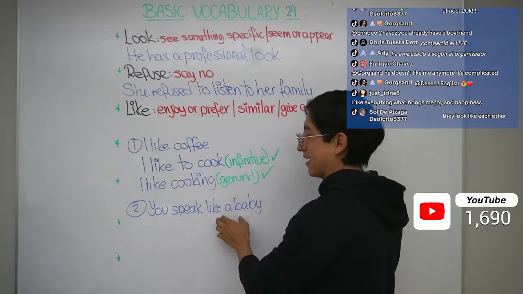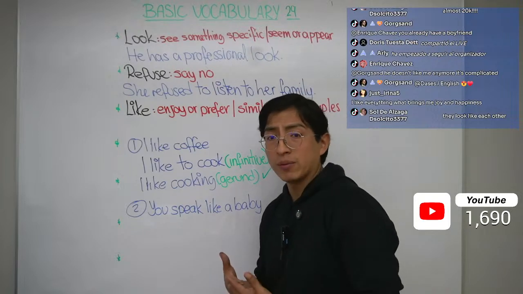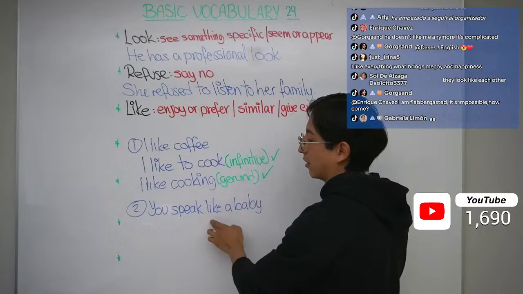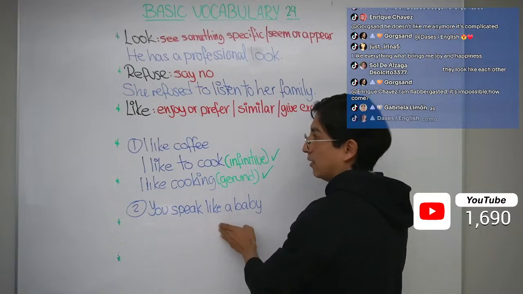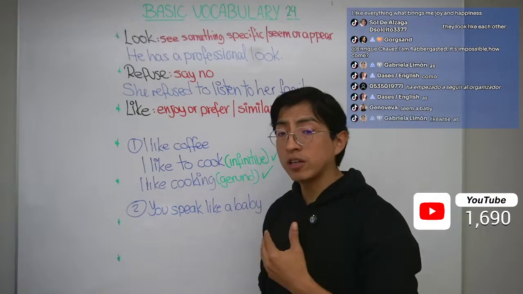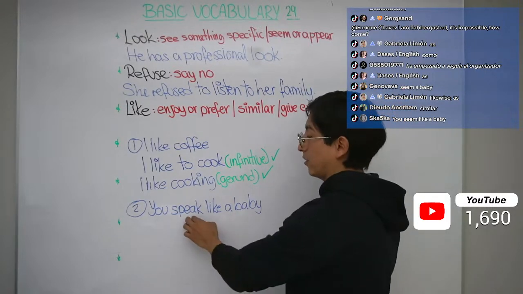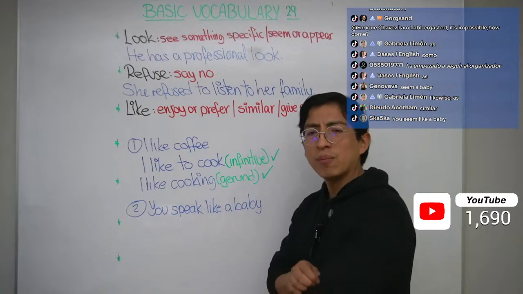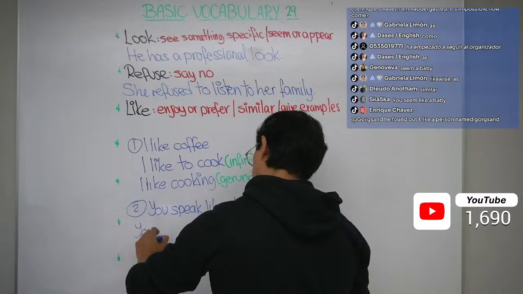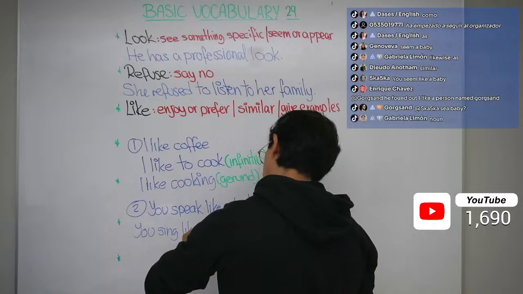Guys, what is the meaning of like here? Okay, we're not talking about preferences. We're not talking about, oh, I like babies, I love babies. No, we're not talking about that. We're talking about that your voice is similar, or you speak in a similar way as a baby. You sound like a baby. Yes, we're talking about something that is similar, likewise. So, you speak like a baby. Let's put one more thing. What if I say, you sing like a professional?